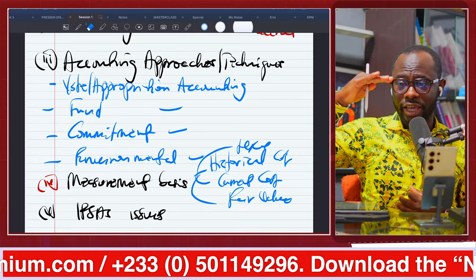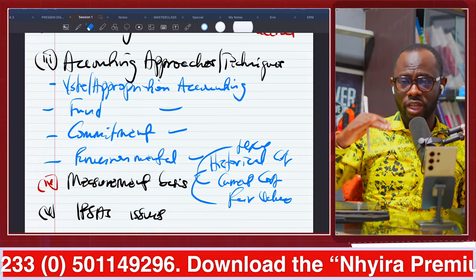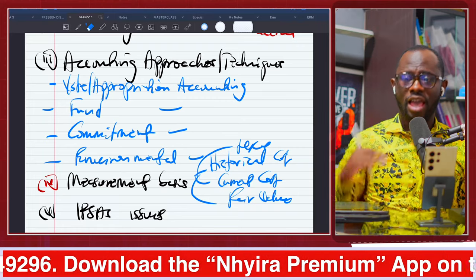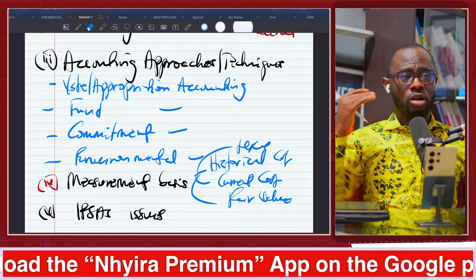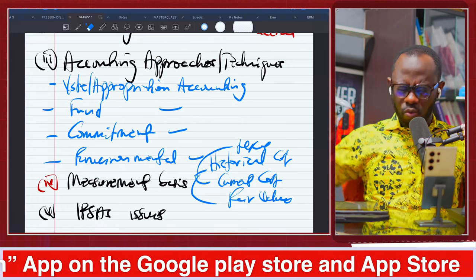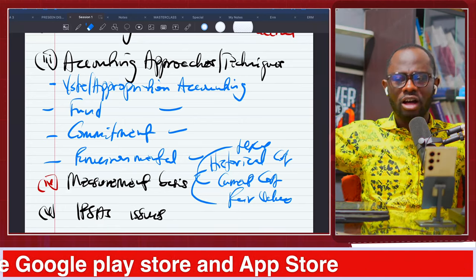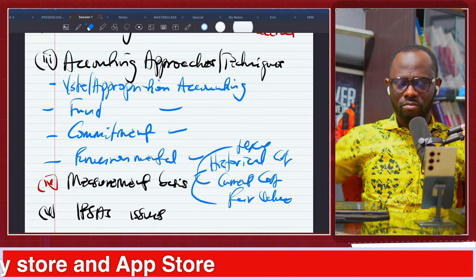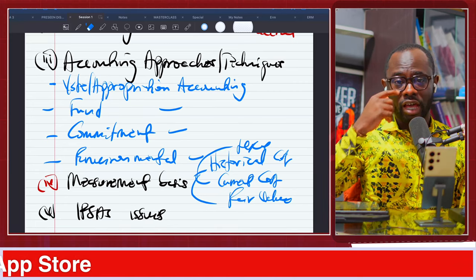Vote or appropriation accounting, fund accounting, commitment accounting, environmental accounting. We can talk about project accounting, donor accounting. There are a couple of others available. But what is vote accounting?